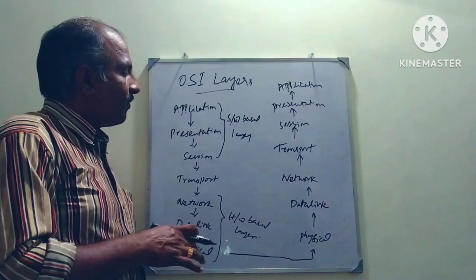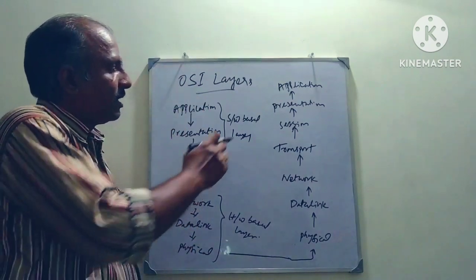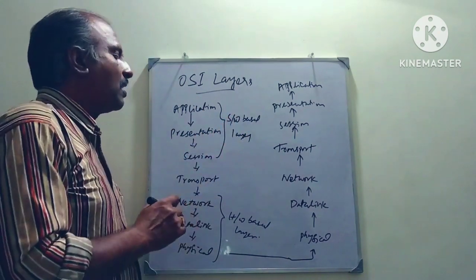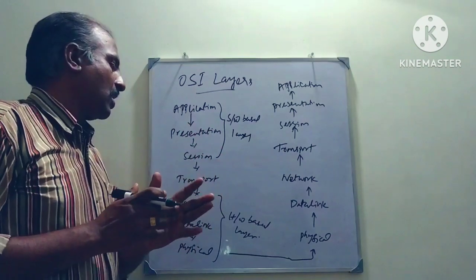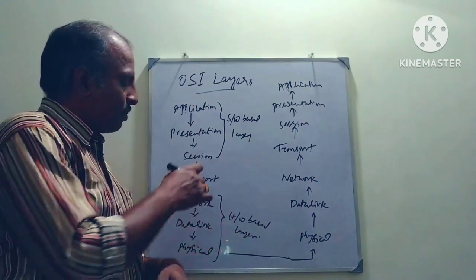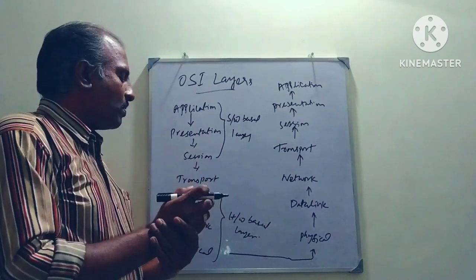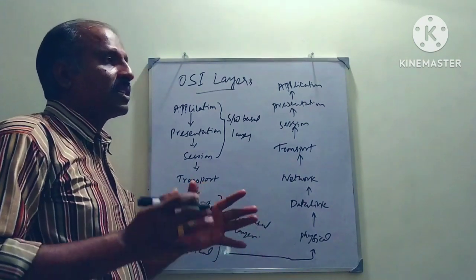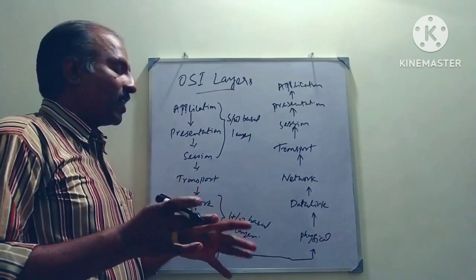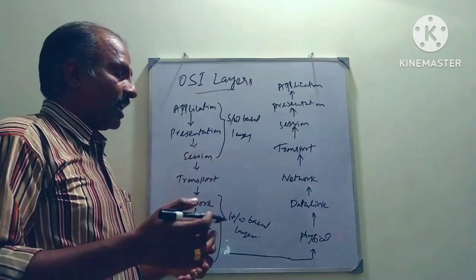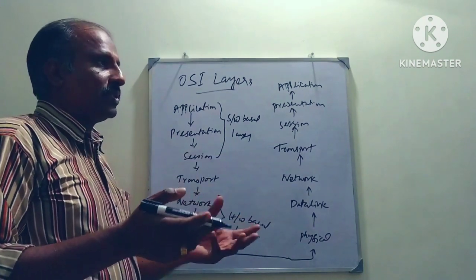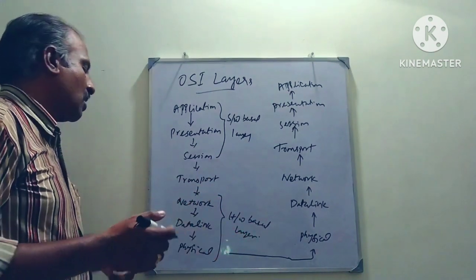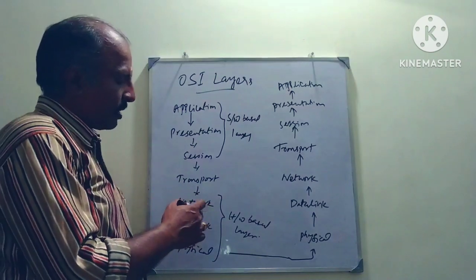Among the 7 layers, the top 3 layers are the software based layers. They are using the software. The bottom 3 layers are the hardware based layers. Hardware based means they are using hardware components like cable, router, switch, computer. So all are used in the bottom 3 layers.